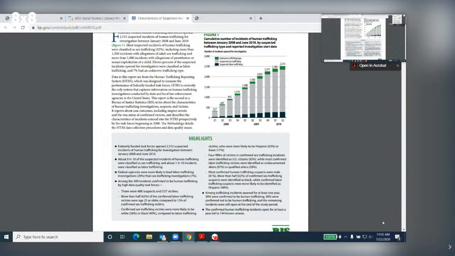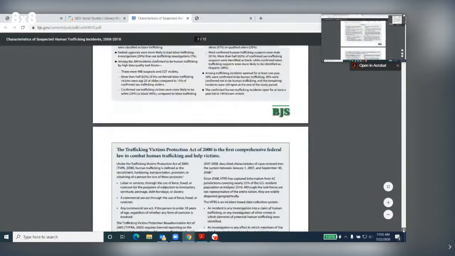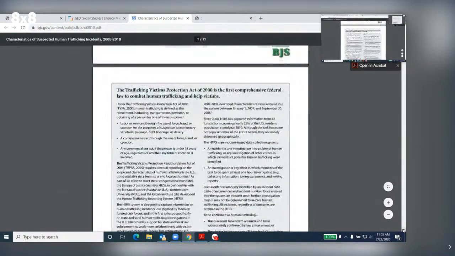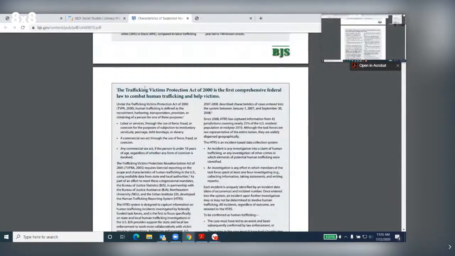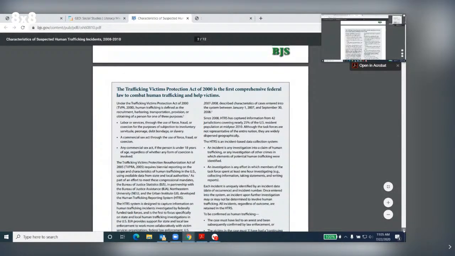Okay. So if we go further down into this article, this is like a Victims Protection Act that Congress passed, and this talks a little bit about that to help combat human trafficking and help victims.